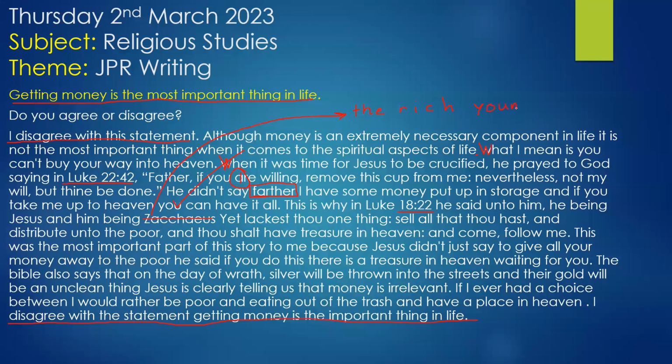He wasn't speaking to Zacchaeus. So that's a big error. In RK, you cannot mix up the stories. One day, better you not mention the story than to mix it up. Just a big boo-boo right there. He does not say this to Zacchaeus, he's talking to the rich young ruler, because Zacchaeus actually gave his money away. That was a big error right there. We don't want that in our JPRs.